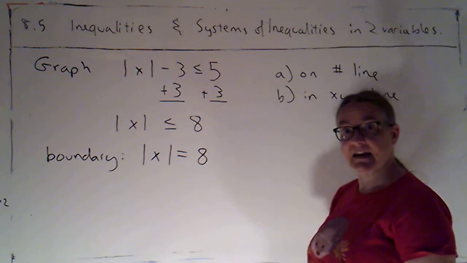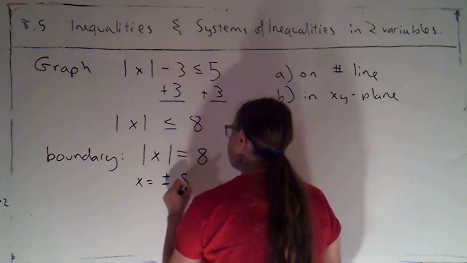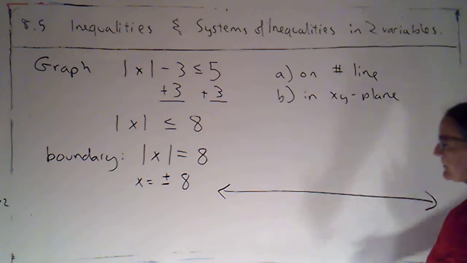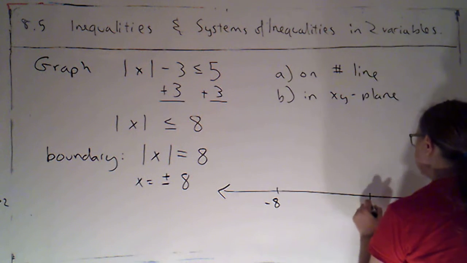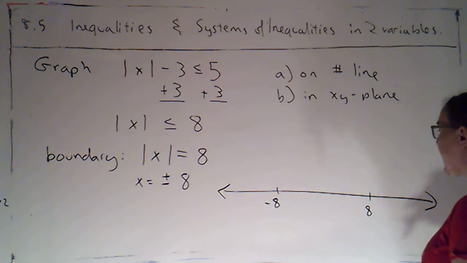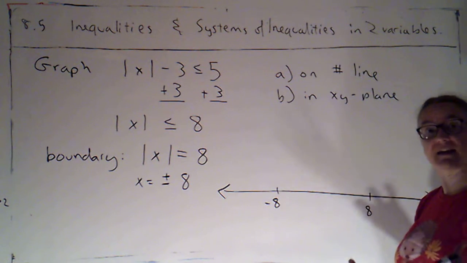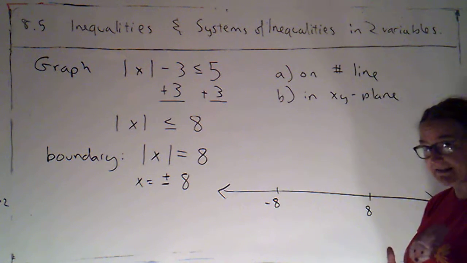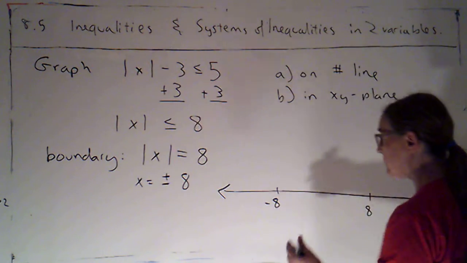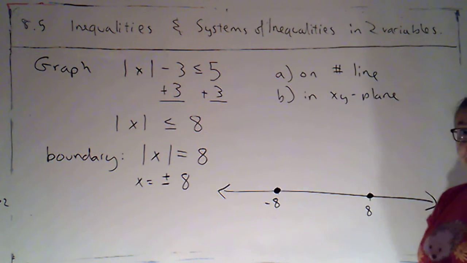And notice that's going to give me two numbers. X could be plus or minus 8. So if I'm graphing this on the number line, we can mark off negative 8 and 8. Those are two boundary points. They divide the number line up into 3 subintervals, and we've got to decide which one or which ones to shade. Now, because this was an inclusive inequality, those boundary points are included. So we can go ahead and put filled in points there.